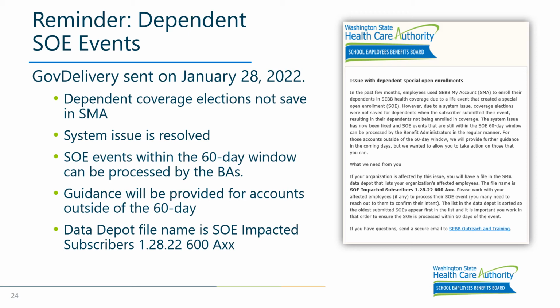So you can also check your Data Depot file. There's a file in there for SOE impacted subscribers with a date and your SEBB org number.